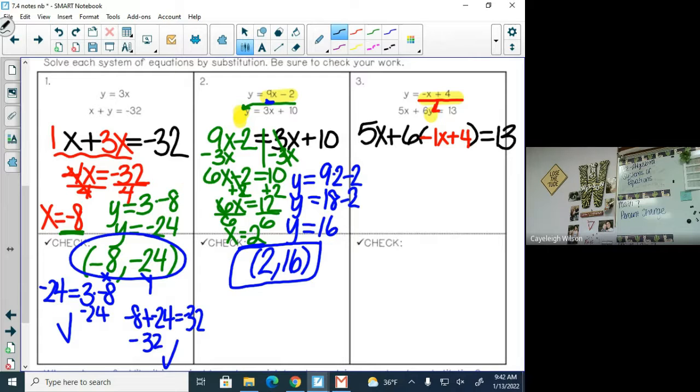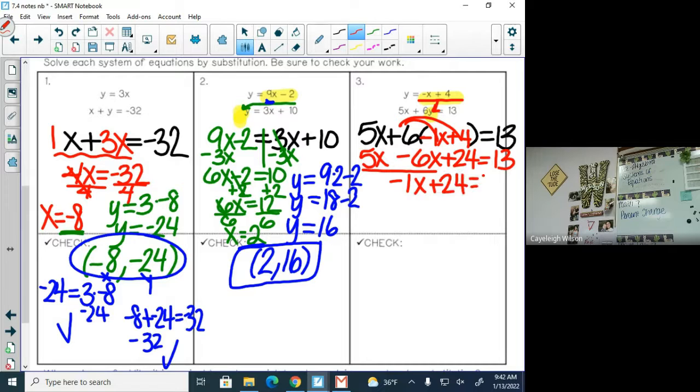All right, so let's see what we got here. So I distribute 6 times negative 1x is negative 6x. 6 times 4 is 24. Then I still have that 5x there, equals 13. All right, combine like terms, 5x minus 6x is negative 1x plus 24 equals 13. Subtract the 24. So that's negative 1x equals negative 11. Divide by negative 1, and x is positive 11.